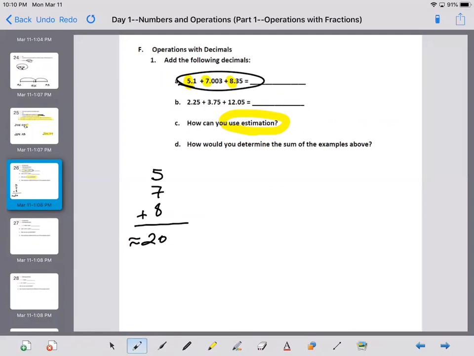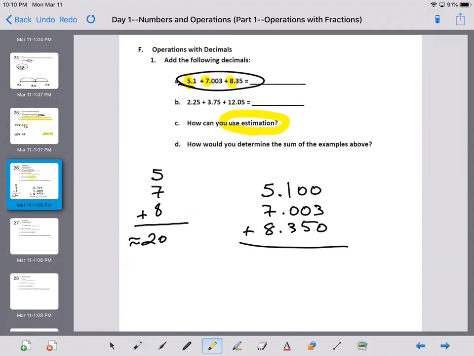Now, if I want to know what the exact sum would be, then I need to make sure that I line up my decimal points in the correct place value. And if I need to, I can fill a place value with a 0. That allows me to look at the different place values to add.